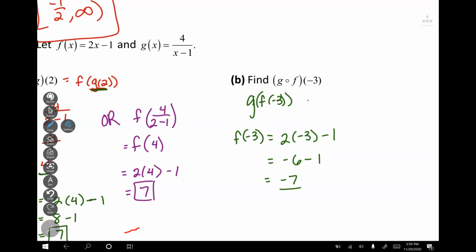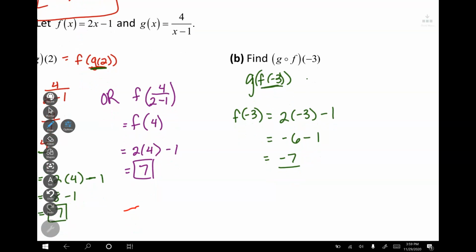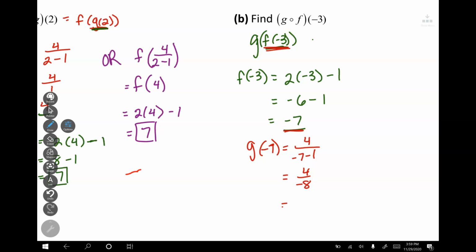Okay, so now I'm going to plug that in right here for f of negative 3. So now g of negative 7 is what I'm looking at. Right? I just replaced that f of negative 3 with negative 7. So that's 4 over negative 7 minus 1, 4 over negative 8, which reduces to negative 1/2. And that would be it.